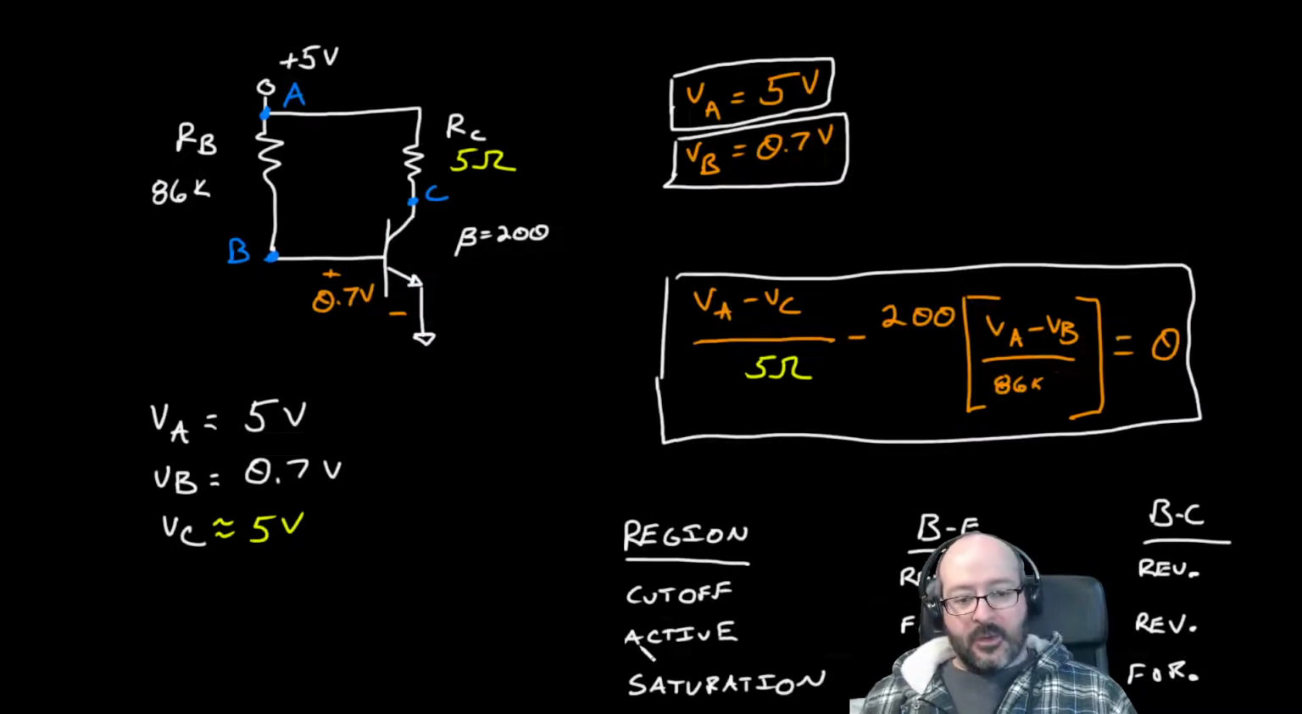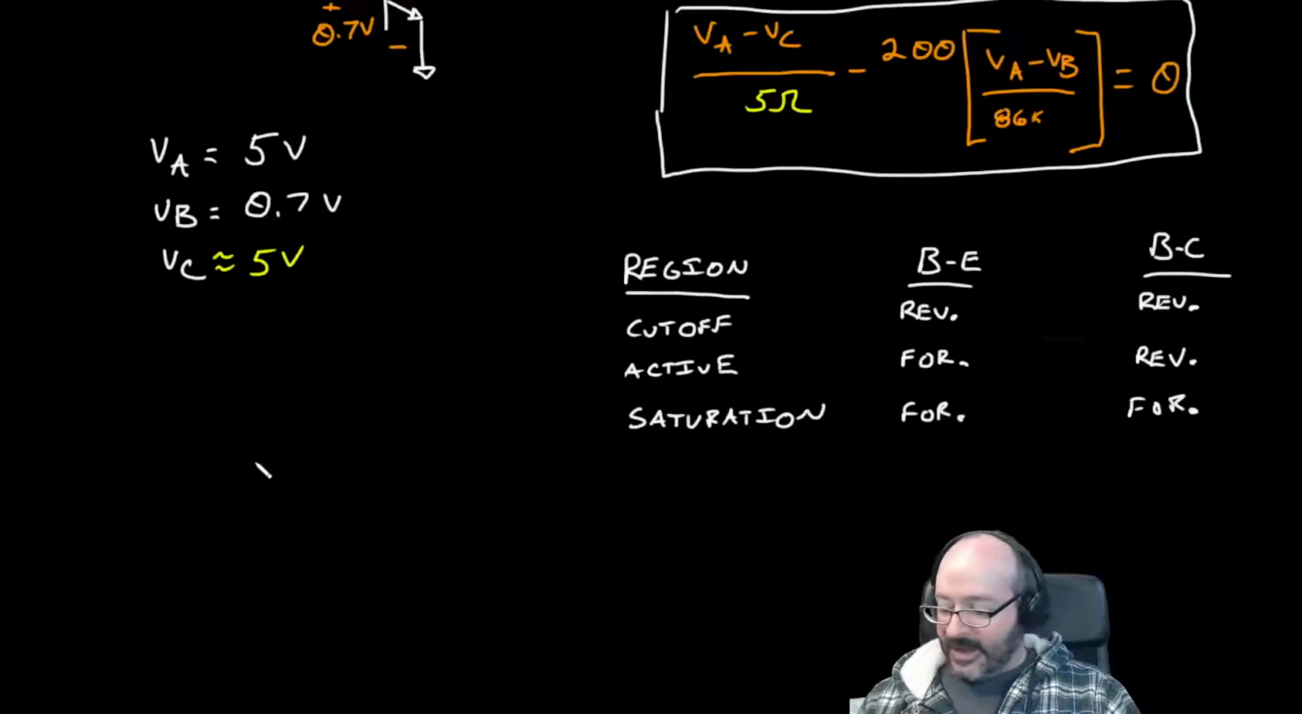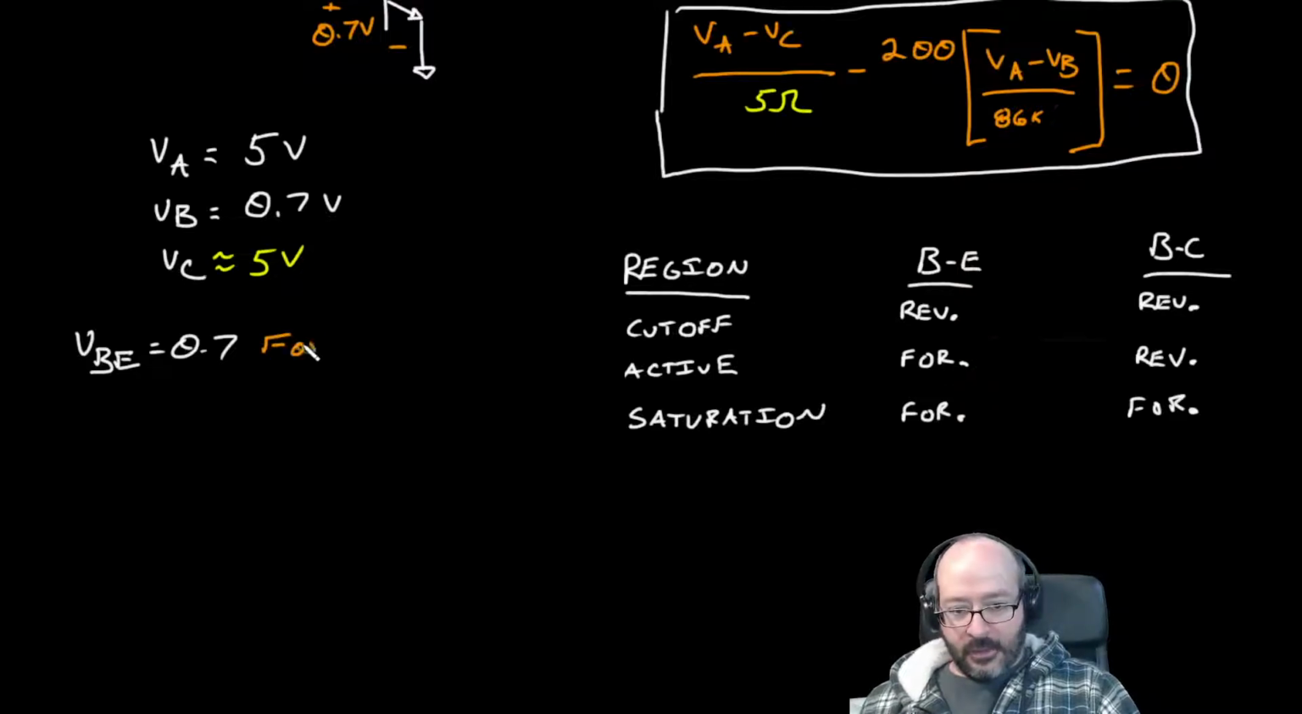All right, so we run into the same problem as we did last time, where if we say what's VBE and it's 0.7, we might say that that looks like it's forward. Well, in this case it kind of is. Again, this table can get you in trouble. Okay, VBE is forward. VBC is equal to 0.7 minus essentially 5. Okay, so we get negative 4.3, and we would say that this is reversed.